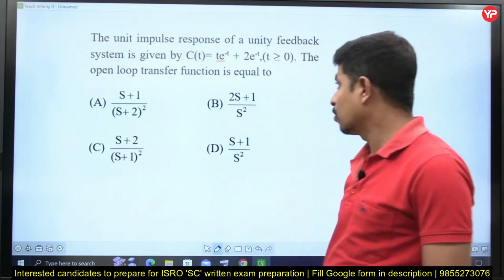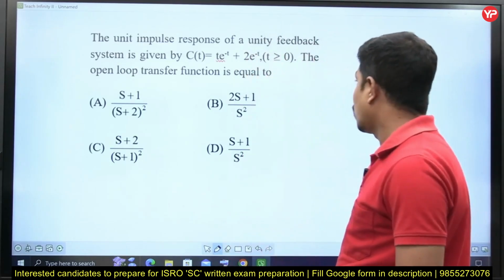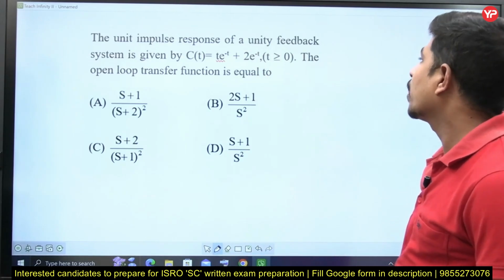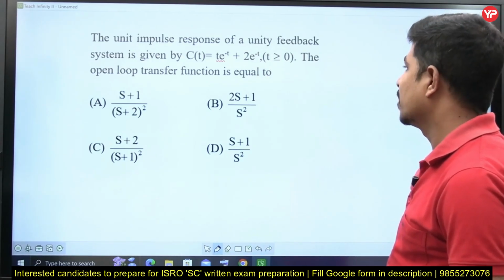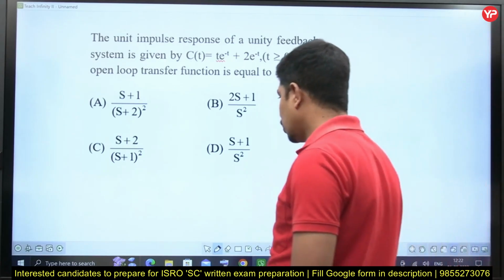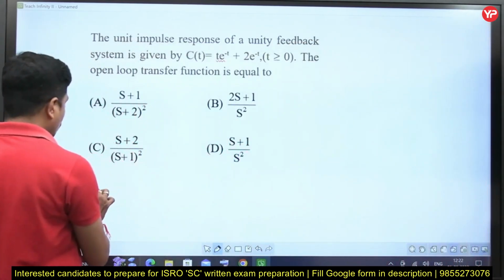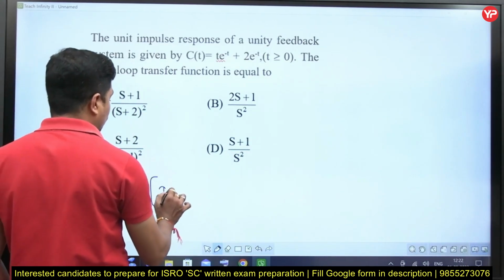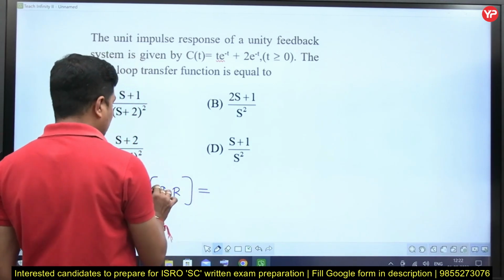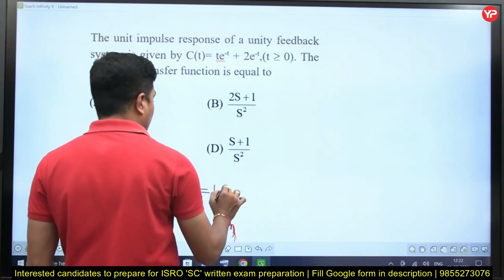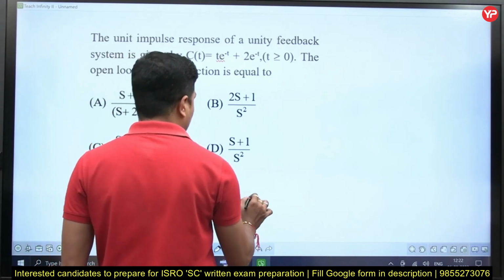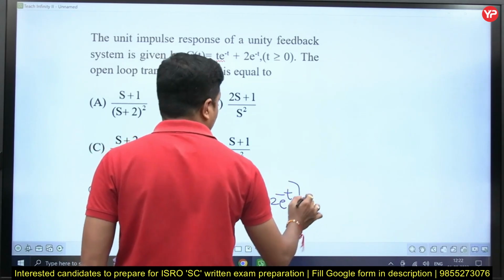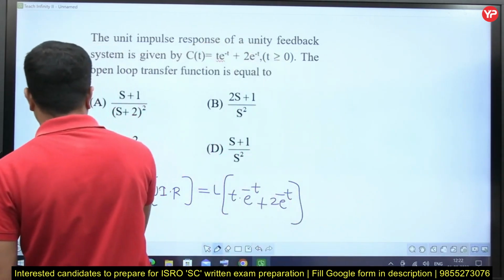Yeah, this is also a good question. The unit impulse response of a unity feedback system is given by c of t is equal to t into e power minus t plus 2 into e power minus t. The open loop transfer function is equal to, from this one first of all, closed loop transfer function is equal to Laplace transform of impulse response. What is the Laplace transform of the unit impulse response? t into e power minus t plus 2 into e power minus t. So from here onwards the solution starts.